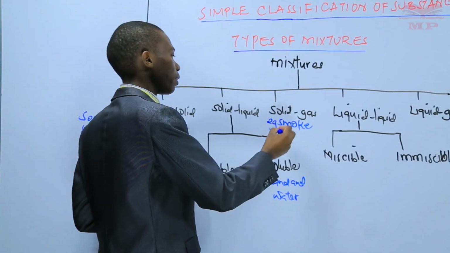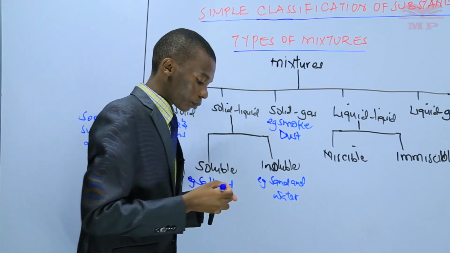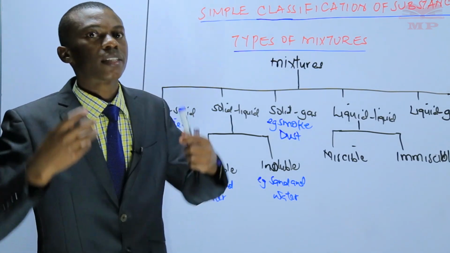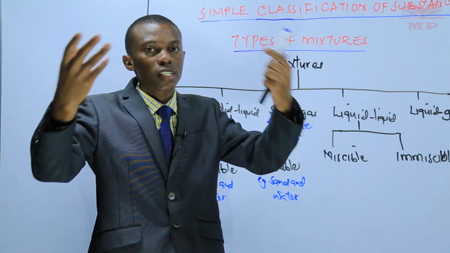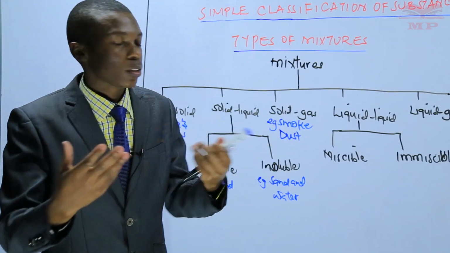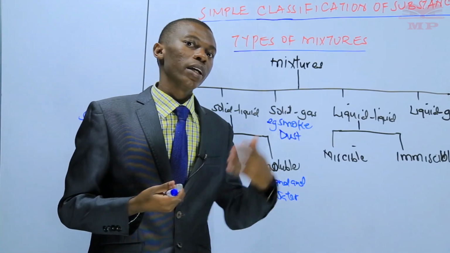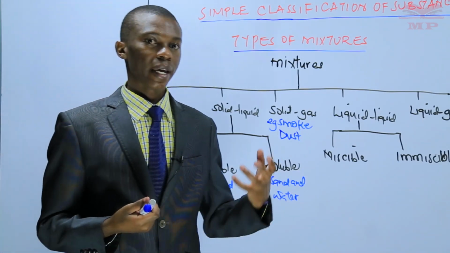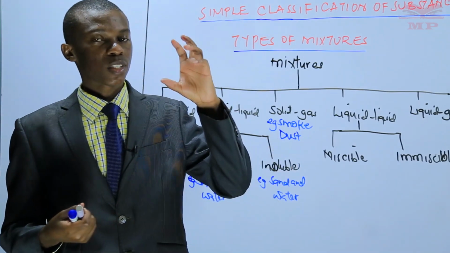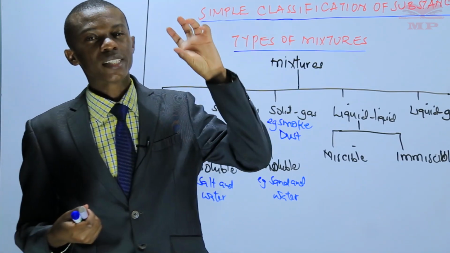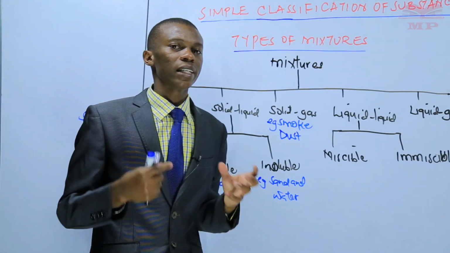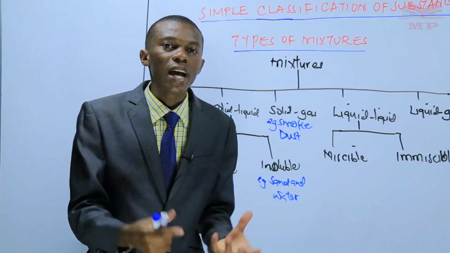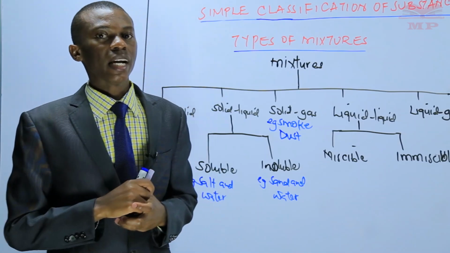Another example you can have is dust. We just have some fine particles in the air, which are also suspended in the air. That is what we call dust. So examples of a solid-gas mixture are smoke and dust, because smoke is soot particles which are suspended in air, and dust is just fine particles of maybe sand which are suspended in air again.